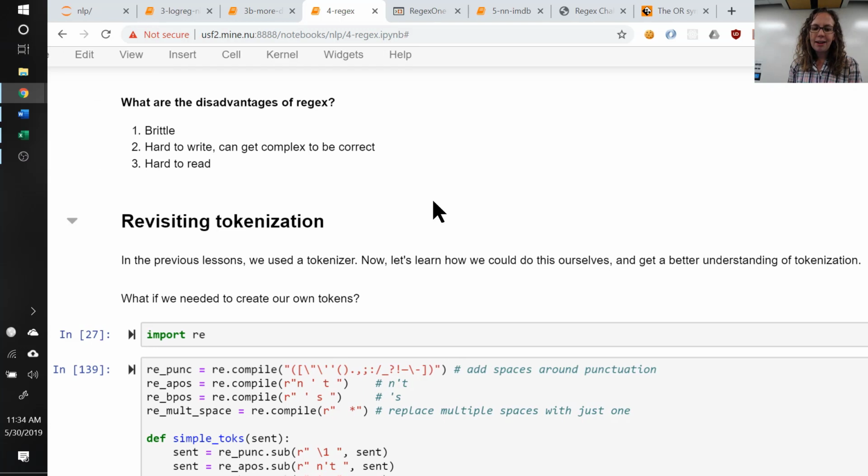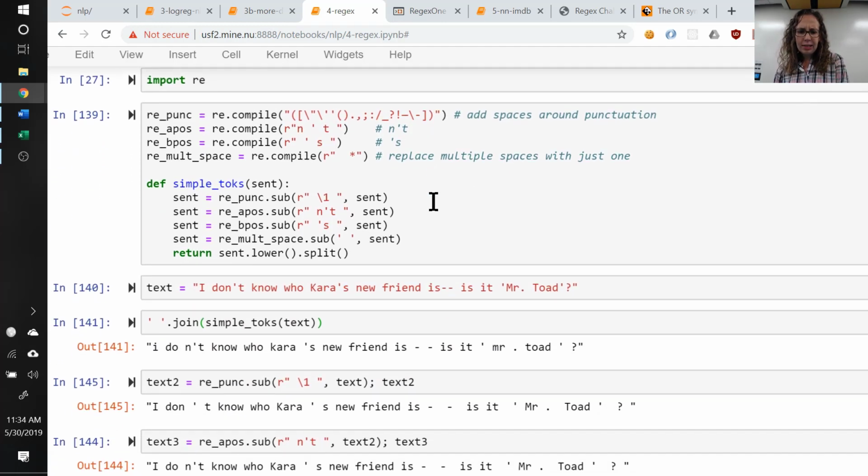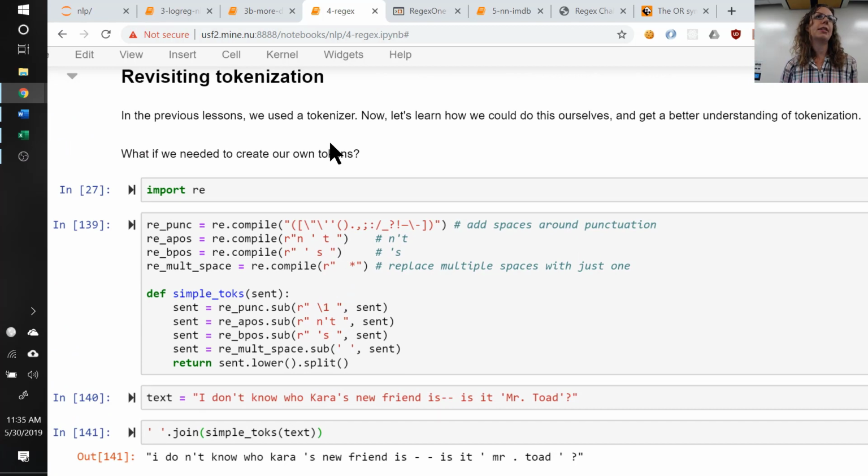So the next real-world use case I wanted to look at was revisiting tokenization. Previously, we've used a tokenizer, either from sklearn or from FastAI, but I wanted to show how using regex, you could begin writing your own tokenizer. Here, we're going to pick out a few different things, and we're still looking at text processing. And actually, does someone want to remind me what is a token?